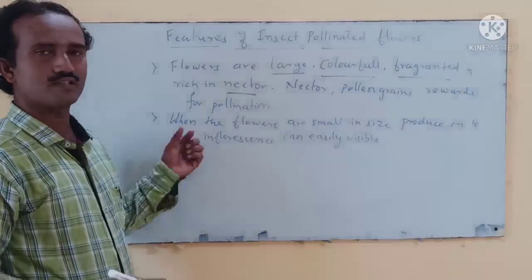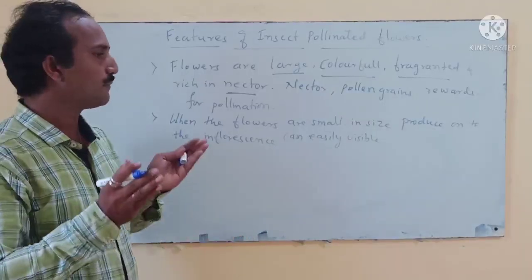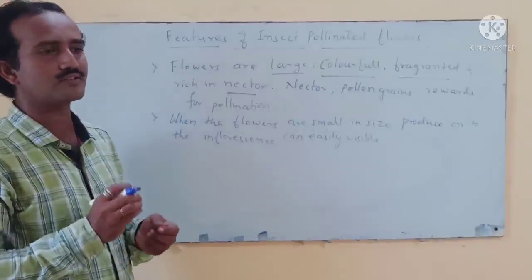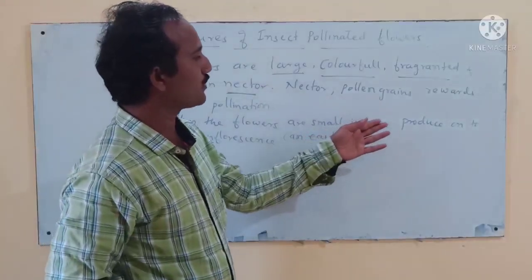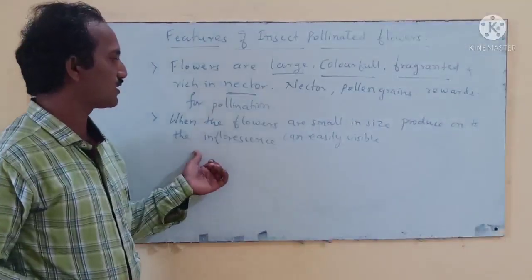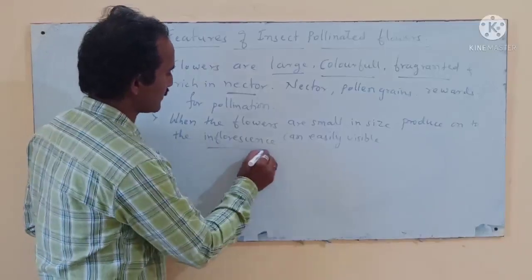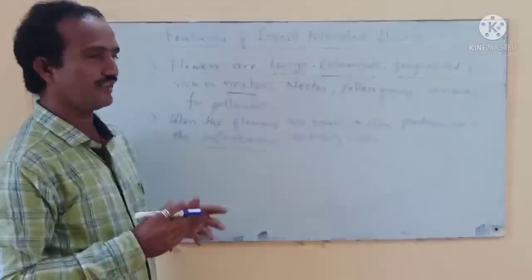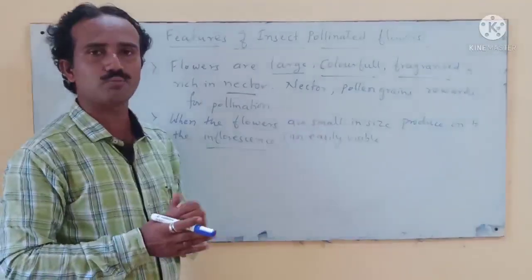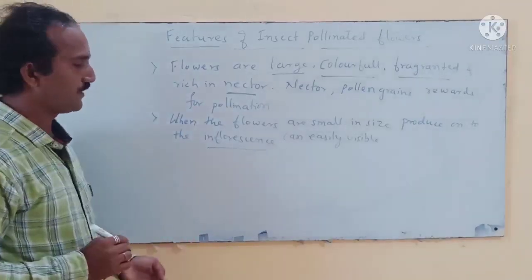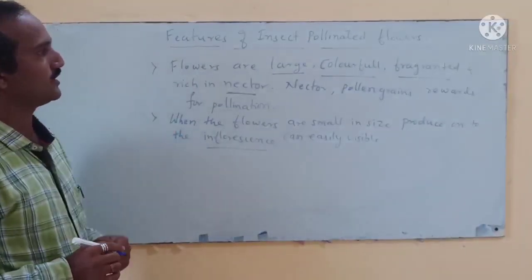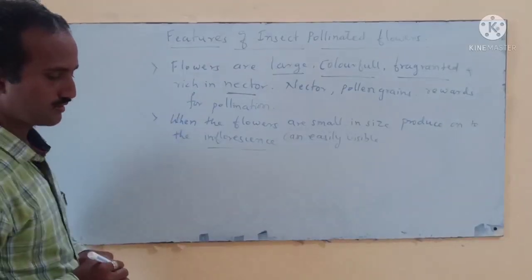So when the plants are producing small sized flowers, at that time they produce these flowers onto the inflorescence, so that the inflorescence can be easily visible to the insects. That's why this is another feature observed in the insect pollinated flowers.